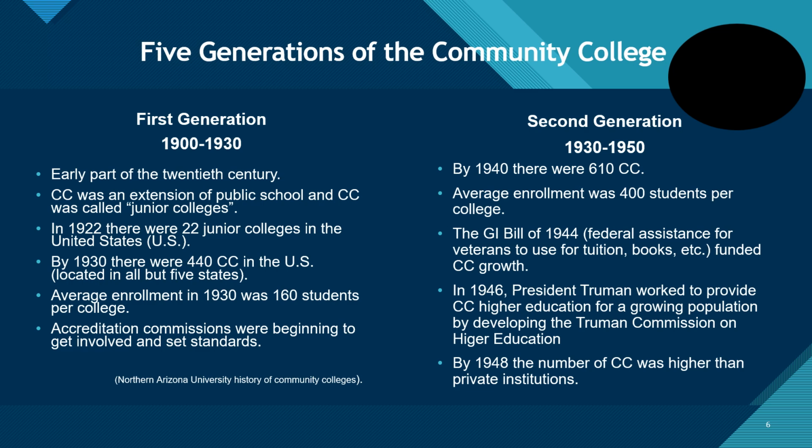The second generation was 1930 to 1950. Right in the middle of those 20 years, there were about 610 community colleges. By 1940, the average enrollment was 400 students. Different bills were passed, such as the GI Bill, to help veterans with tuition, and this funded community college growth. And community colleges began to outnumber private institutions at this point.